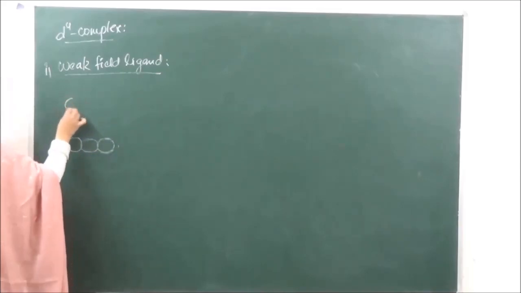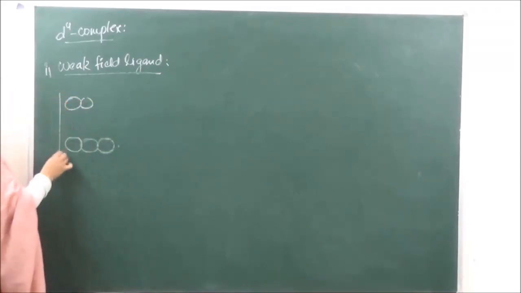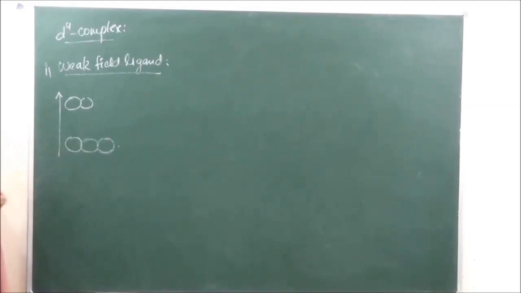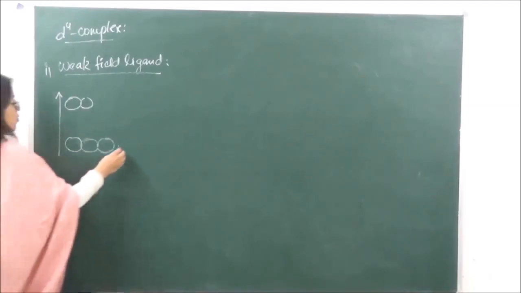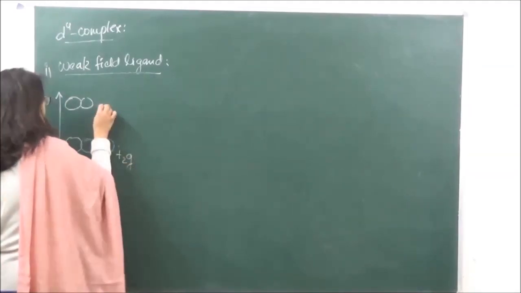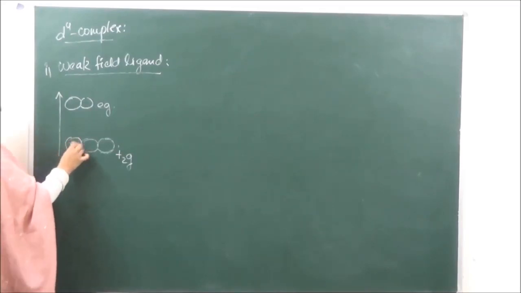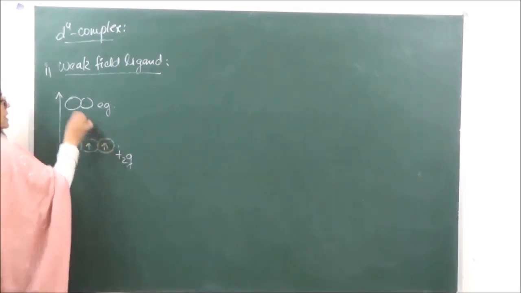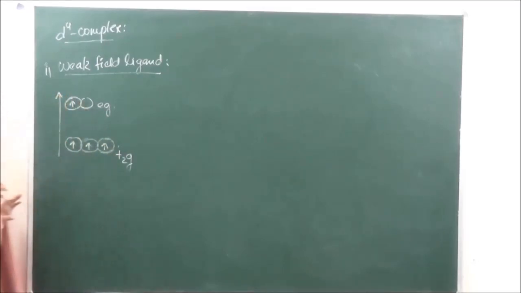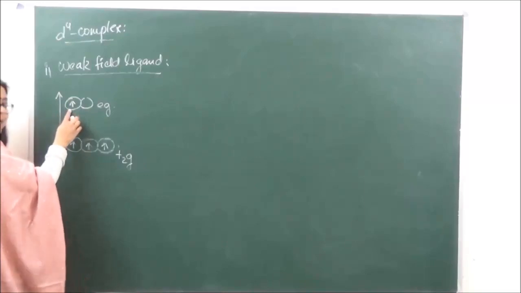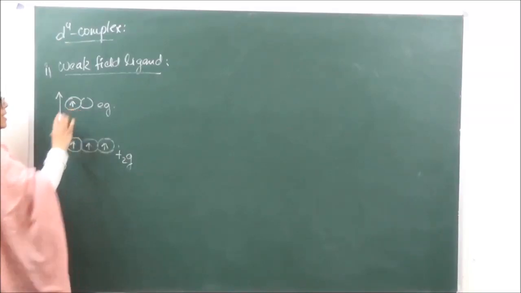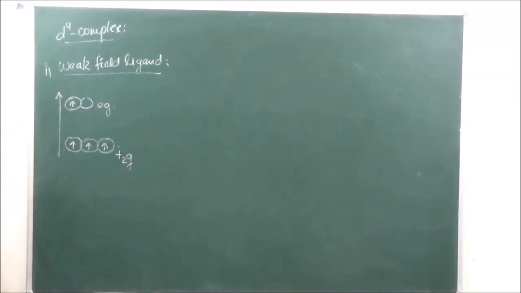If this is T2g, the energy difference between the T2g and eg, that is going to be less. So as a result of that, Hund's rule of maximum multiplicity is going to be followed if weak field ligands are present. That means that pairing will not take place until each of the orbitals has been singly filled. Right? So the fourth electron can easily enter into the eg because the energy difference in this case is going to be less.